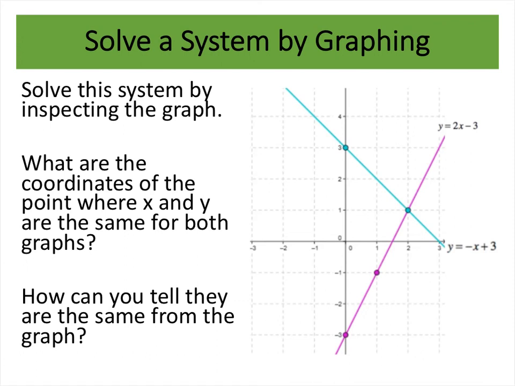Hopefully you've taken a moment to decide what the solution to this system is, that you can identify that this is the solution where both x and y are the same, and that the coordinates of this point are 2 in the x direction and 1 in the y direction. That means the x value is 2 and the y value is 1. Go ahead and take some time to practice some more problems like this. The more you practice, the better you get.